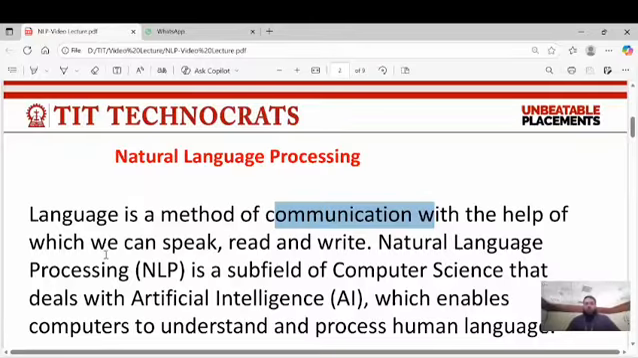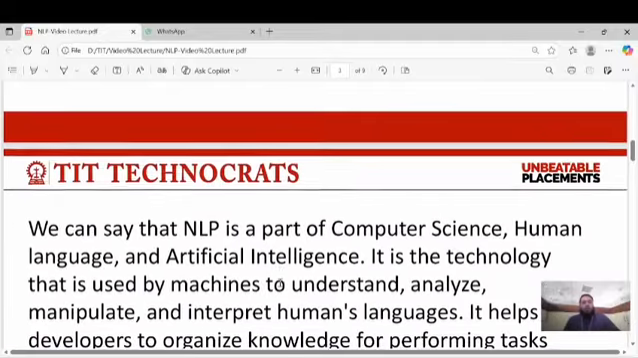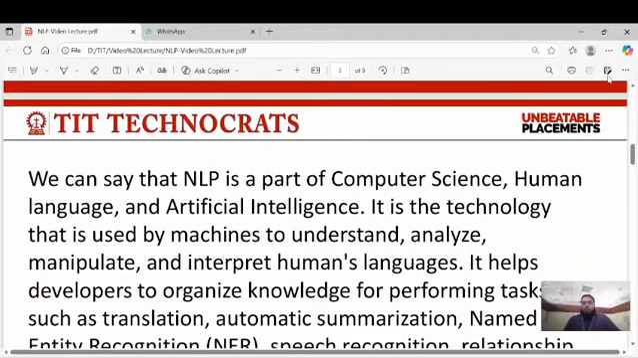Natural language processing is a subfield of computer science that deals with artificial intelligence, which enables computers to understand and interpret human language. Now we can say that NLP is a part of computer science, human language and artificial intelligence. It is a technology used by machines to understand, interpret or manipulate human languages.